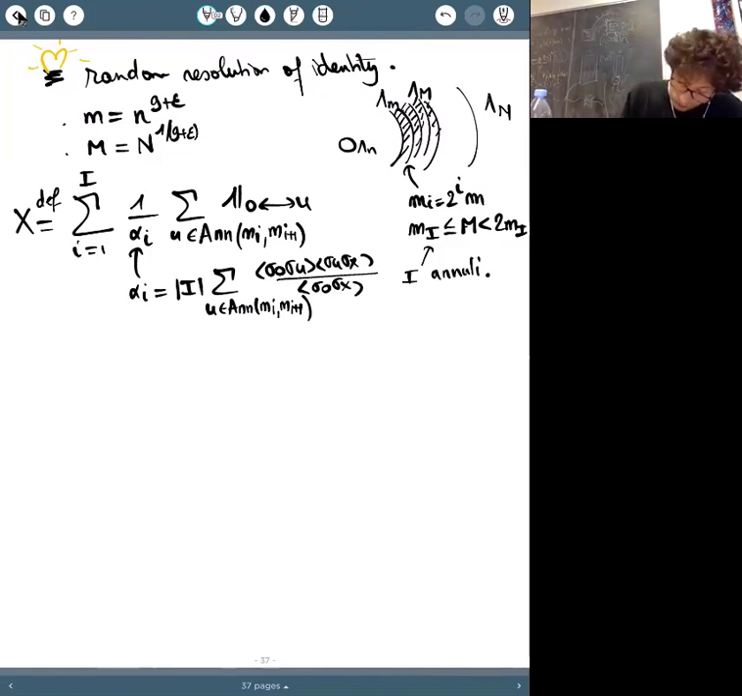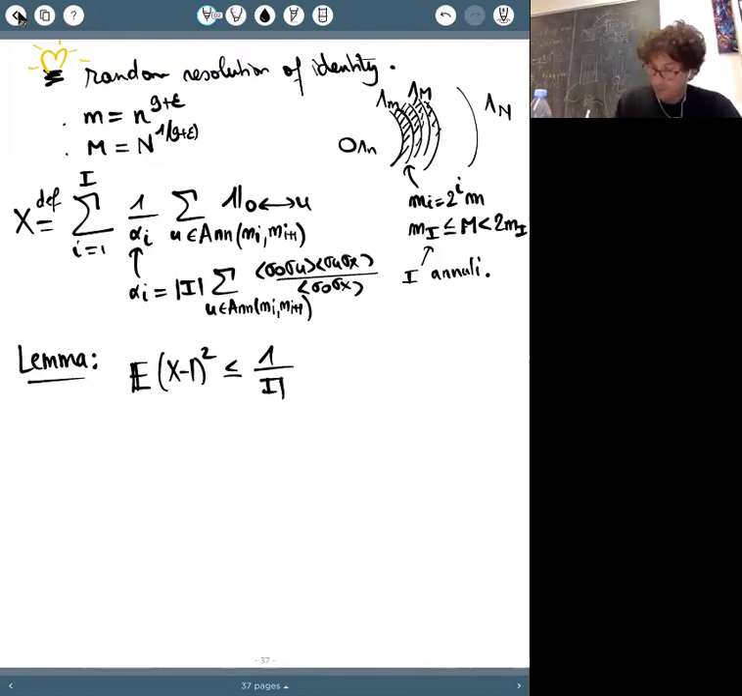I define this because of the first lemma: the expectation of (X minus 1) squared is smaller than 1 over I. And if you think about it, the I is chosen in such a way here that I get something like log of capital N over N with some small constant. So I get something like that. Anyway, sorry, there is a big constant here.